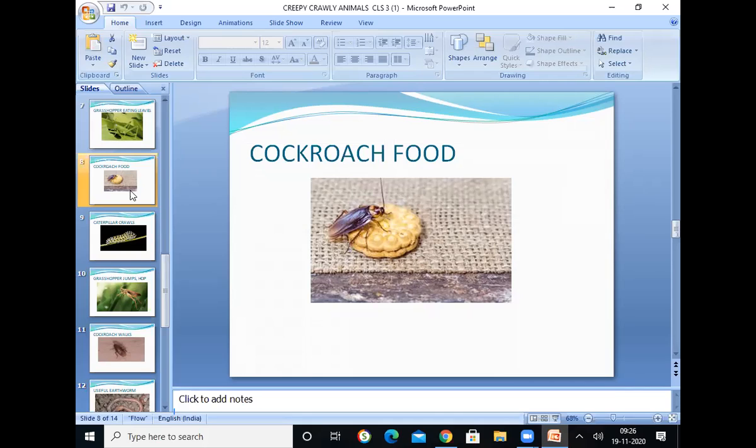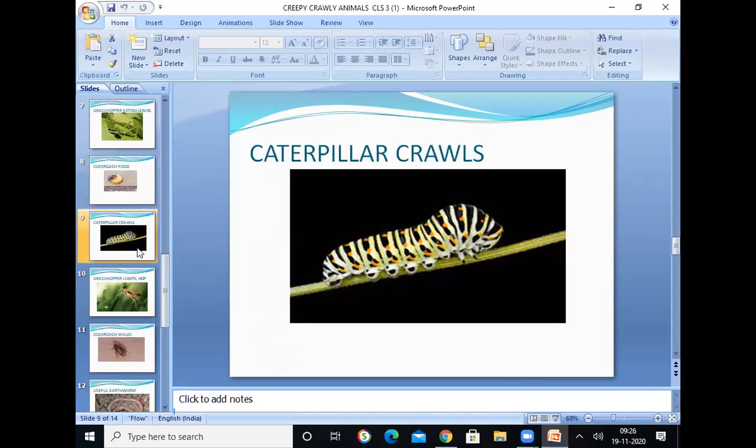Cockroach. Right. And next we are going to see the caterpillar. You can see how the caterpillar is crawling on the stem and leaves. Right. Caterpillar will eat all types of leaves, mostly mulberry leaves, and it will be transformed into a butterfly. It will crawl by using its legs.